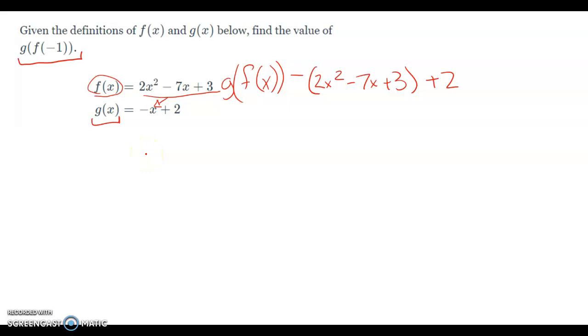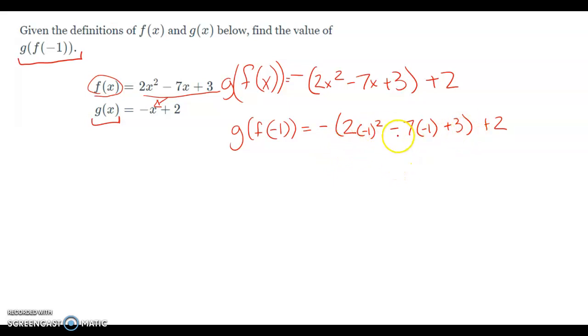Now it says find f of -1. So all I need to do is plug in -1 for all of these. All this means is that whenever I see x now, I plug in -1. So this x becomes a -1 squared minus 7, this becomes a -1 plus 3 plus 2. And now I solve, because this is going to give me a value now. I have no variables. So let's go ahead and work it out.